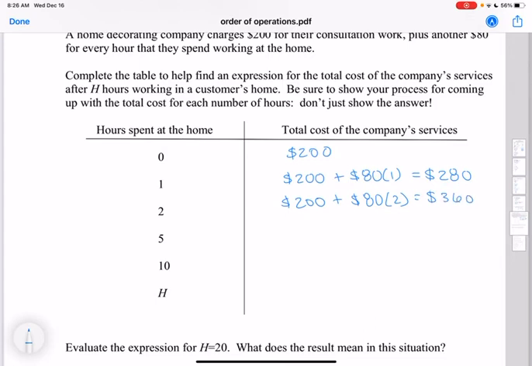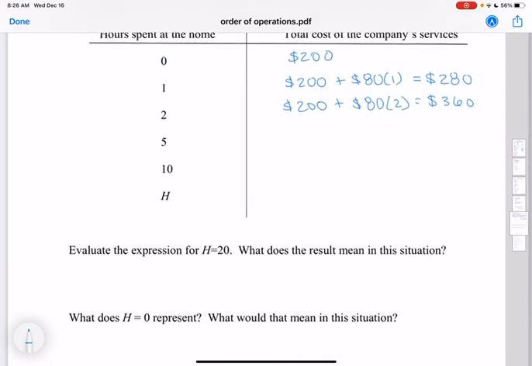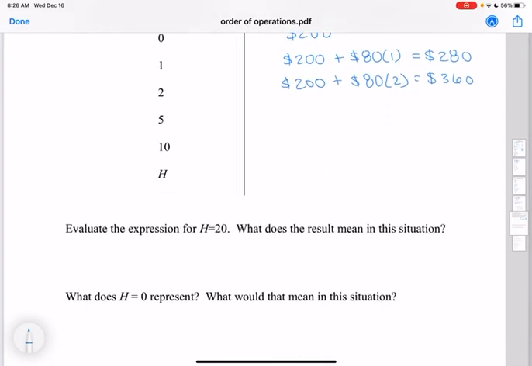See if you can do the rest of this table. So 5, 10, and H. And then see if you can answer those 2 questions underneath. Go ahead and finish it off. Try to do 5, 10, and H. And try those bottom 2 if you can. Hit pause, come back when you're ready.